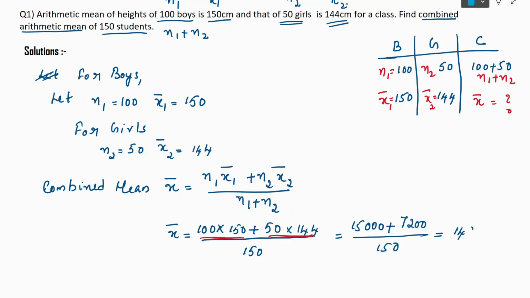Your answer is 148, that is 148 centimeter. It is 150 centimeter for boys, and for girls it is 144 centimeter. Therefore, combined for 150 students, the average height is 148 centimeter. This is the way you are going to calculate the combined mean. First get an idea about how many groups there are and what is given in the question. Just define N1, N2, x1 bar, x2 bar, then calculate the combined mean x bar.